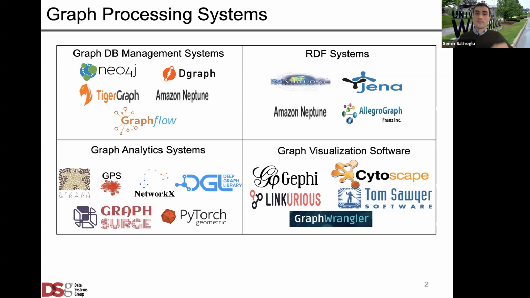A third class is a very broad umbrella class that I'm calling graph analytics systems. Within my group, we're actively developing a system in this space called Graph Surge. These are systems that are particularly designed to do some kind of batch processing, maybe a very long-running, say 3-4 hours running, PageRank computation, or a clustering algorithm, or maybe training a graph neural network model. I'm putting all of them under graph analytics systems. I had developed one such system during my PhD years called GPS, and another one is Graph Surge.